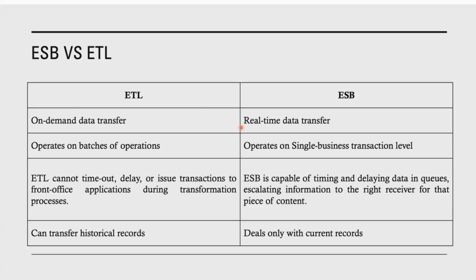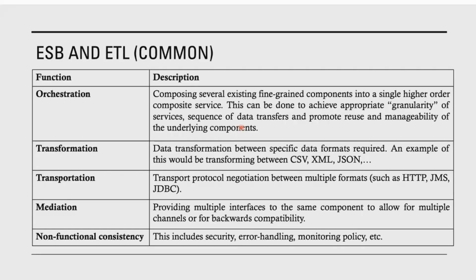ETL can transfer historical data, meaning we can perform operations on past records, but ESB deals only with current records, real-time data only. There are some common factors between ESB and ETL, which are orchestration, transformation, transportation, mediation, and non-functional consistency.